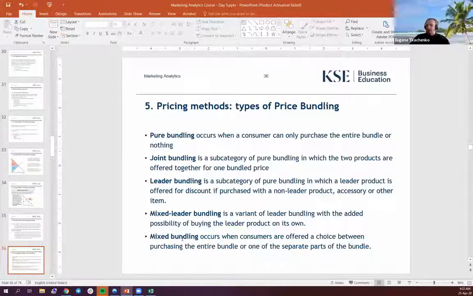Pricing and bundling methods are different, but before actually talking about them, let's first talk briefly about types of price bundling. Then we can dive deeper into examples.